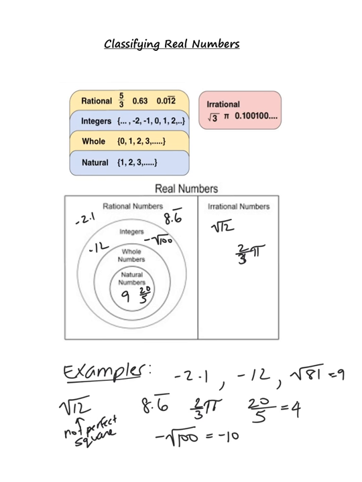And finally, the last example, 3.7984. 3.7984 does not go on forever. It terminates, and so therefore it's rational. So it would go out here, 3.7984. Okay, thanks.